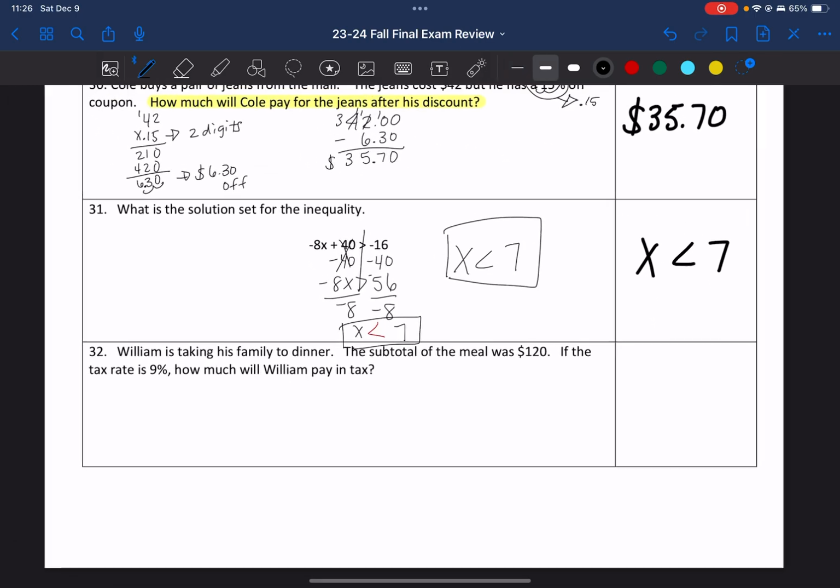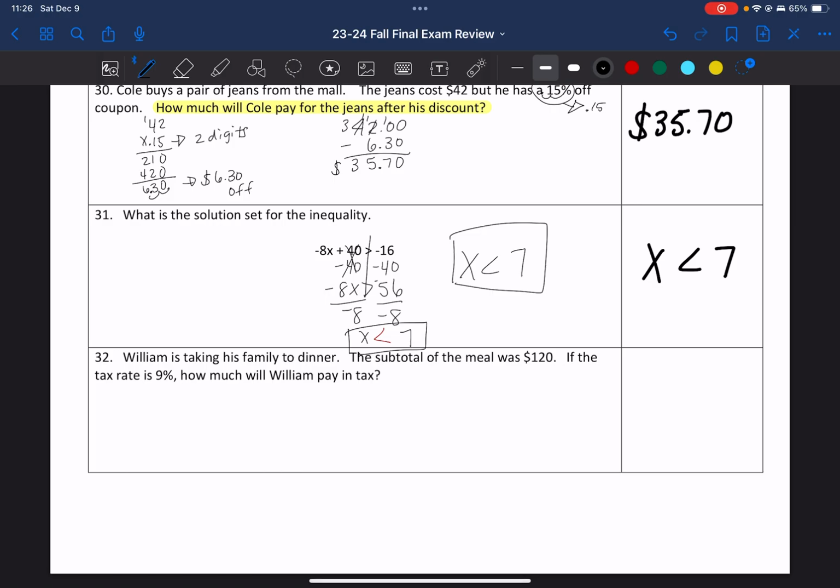All right, let's look at number 32. William has taken his family to dinner. The subtotal of the meal was $120. If their tax rate is 9%, how much will William pay in tax? Okay, subtotal is 120. Tax rate is 9%. How much will William pay in tax?